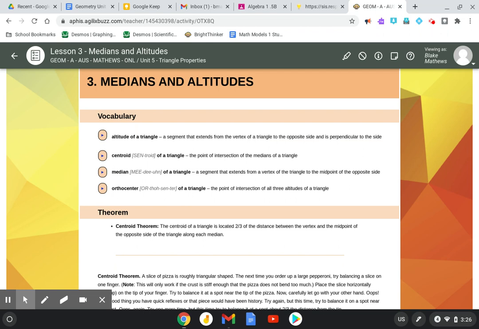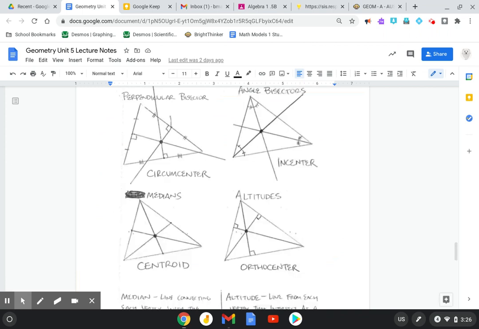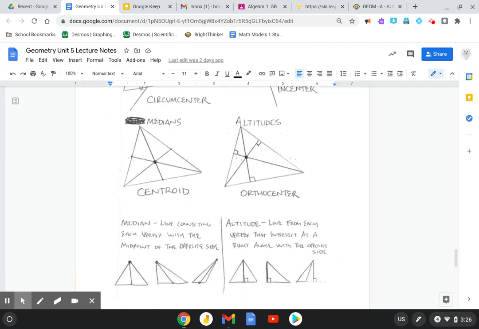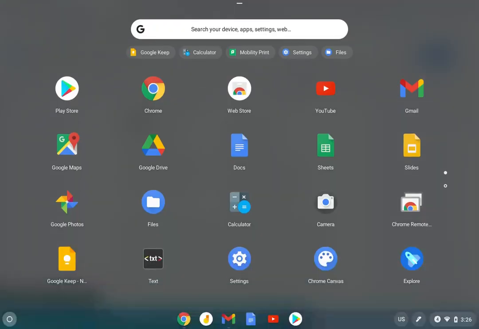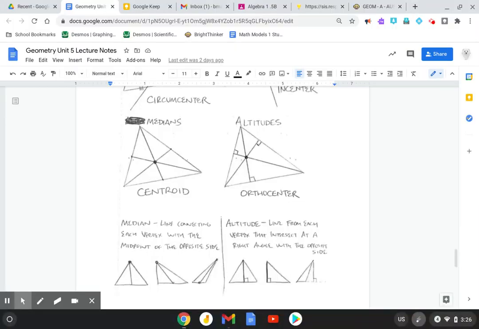When we take the medians of a triangle and we intersect them together, this point here is what we call the centroid, and that's yet another one of our four centers. And then secondly, when I take the altitudes of a triangle and I find their intersection point, that is called the orthocenter.